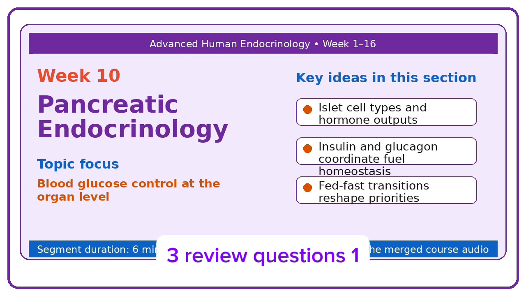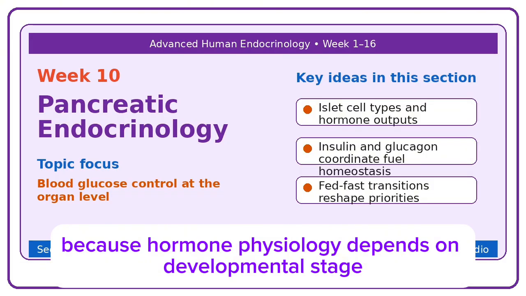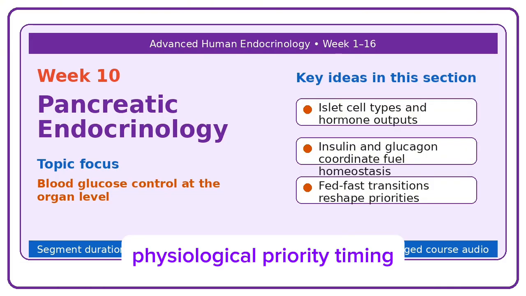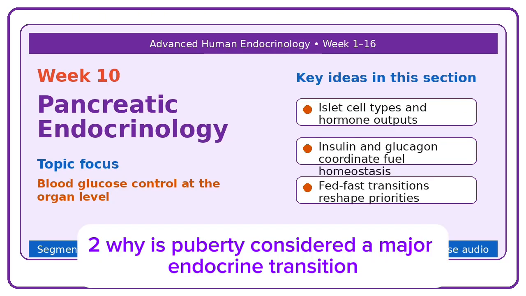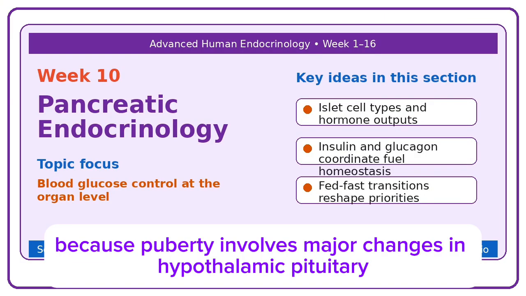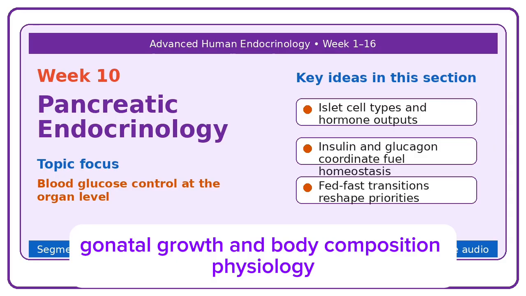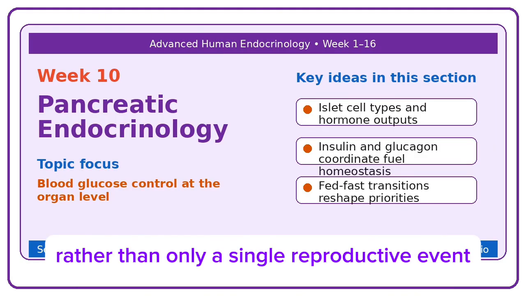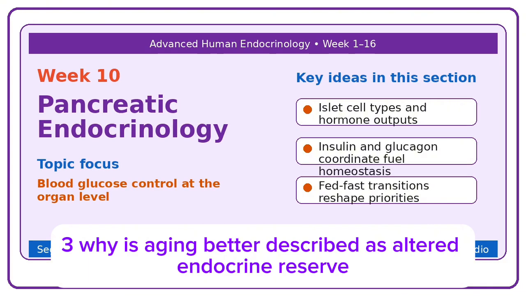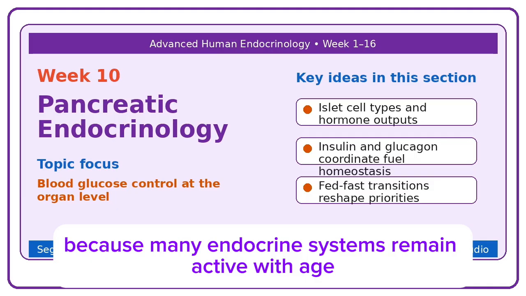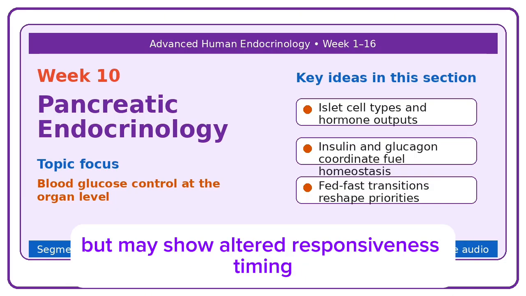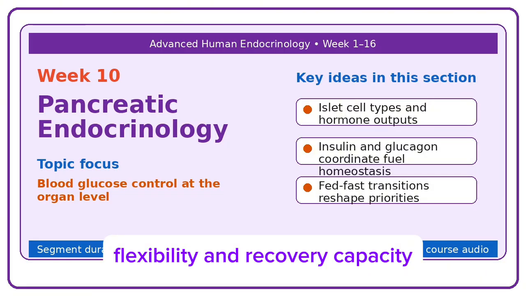Three review questions. 1. Why can the same hormone level have different meanings at different ages? Because hormone physiology depends on developmental stage, physiological priority, timing, and tissue context, rather than on concentration alone. 2. Why is puberty considered a major endocrine transition? Because puberty involves major changes in hypothalamic, pituitary, gonadal, growth, and body composition physiology rather than only a single reproductive event. 3. Why is aging better described as altered endocrine reserve than as total endocrine failure? Because many endocrine systems remain active with age, but may show altered responsiveness, timing, flexibility, and recovery capacity.